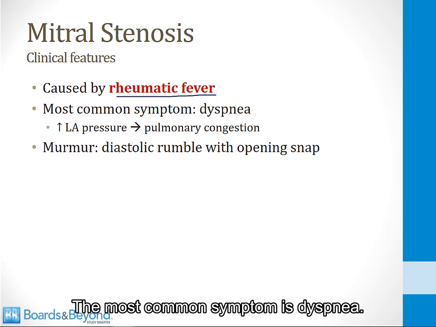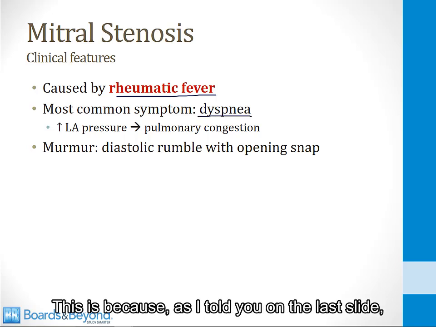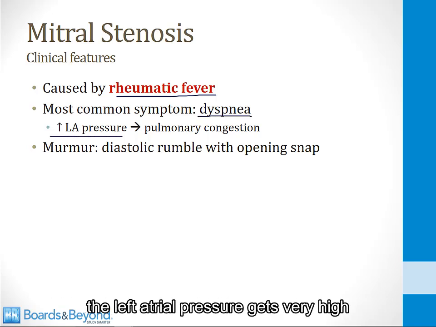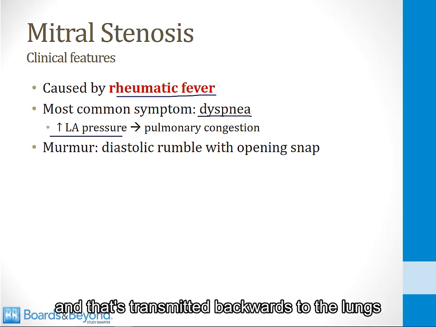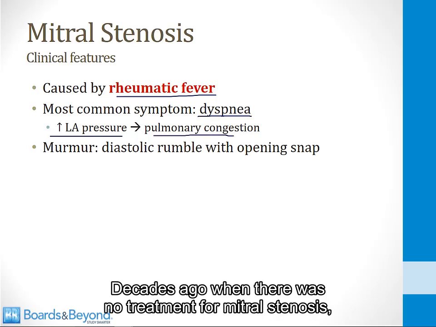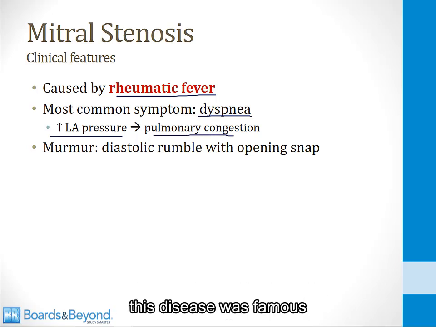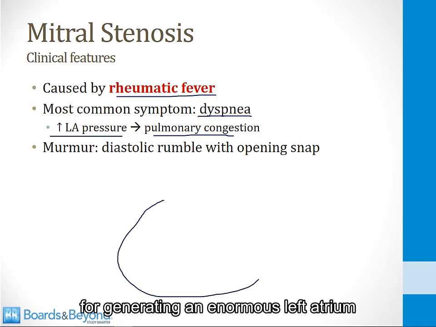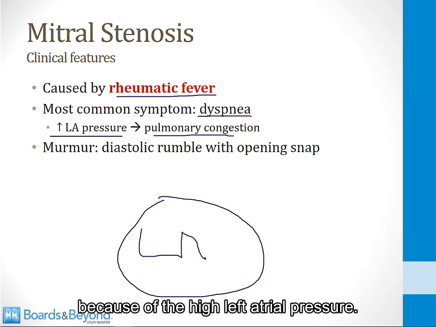The most common symptom is dyspnea. This is because, as I told you on the last slide, the left atrial pressure gets very high, and that's transmitted backwards to the lungs, and this leads to pulmonary congestion. Decades ago, when there was no treatment for mitral stenosis, this disease was famous for generating an enormous left atrium because of the high left atrial pressure.